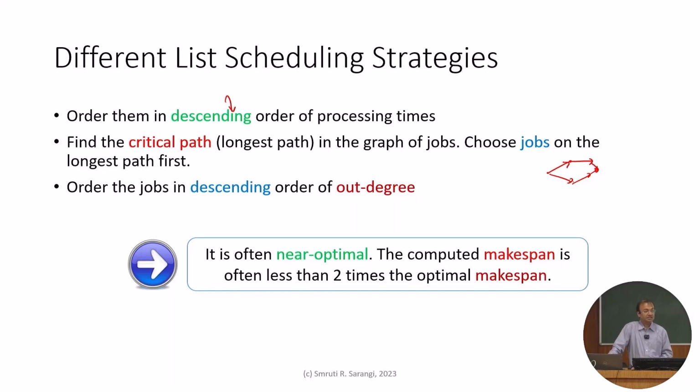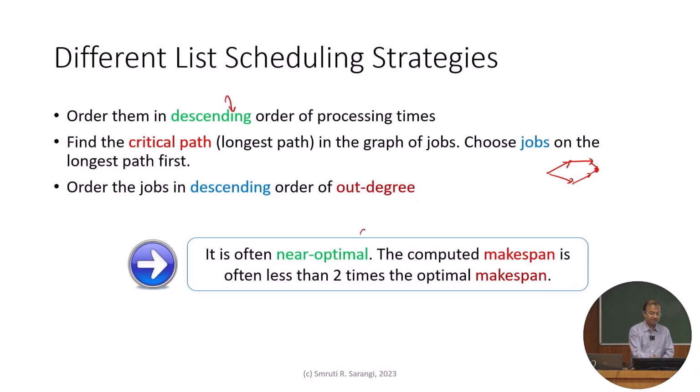Then I can maybe look at all the jobs and sort them in terms of their out degree. Why is the out degree important? Because if a job is done, it will enable the maximum number of succeeding jobs, assuming there is a dependence between them. So sorting them on the basis of the out degree actually makes sense. So I can do that.